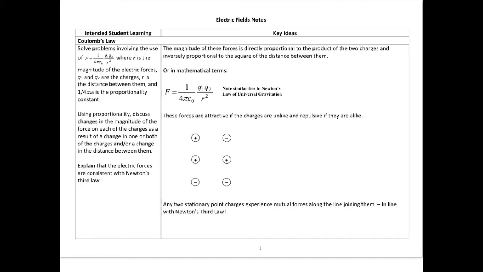So, firstly, we might start in the middle. Often when we talk about forces, we talk about both the direction and the magnitude. The direction stuff is fairly easy. With gravity, it was always attractive, so it was always towards each other. With electrostatics and charge, we can have two different possibilities. Where we have unlike charges or opposite charges, they will attract each other. However, where we have like charges, i.e. two positives or two negatives, they will repel each other.